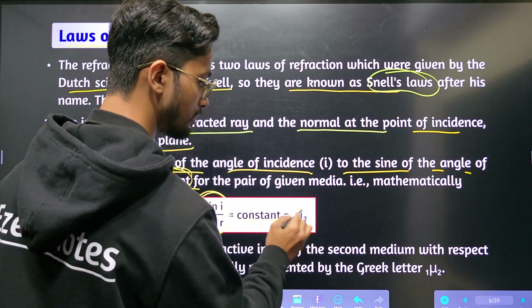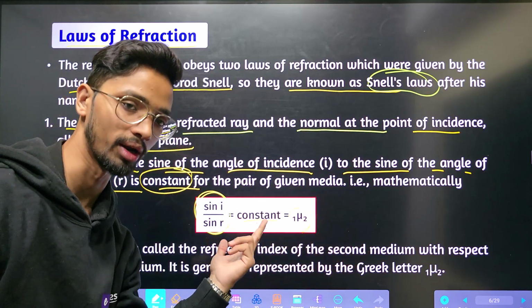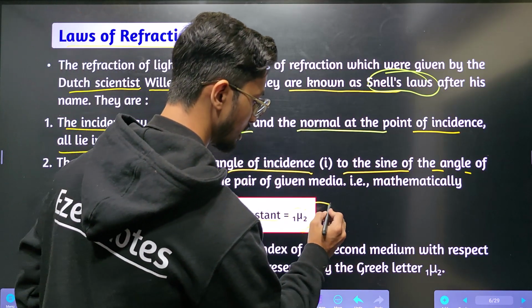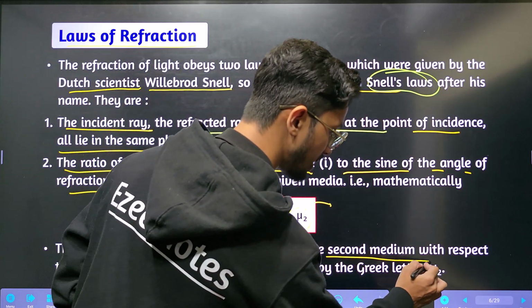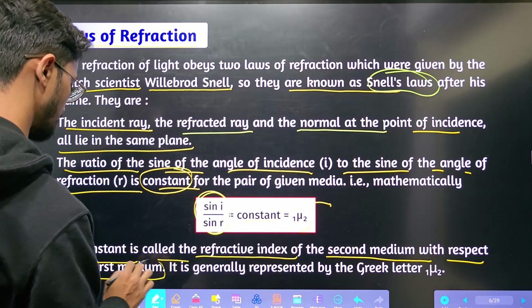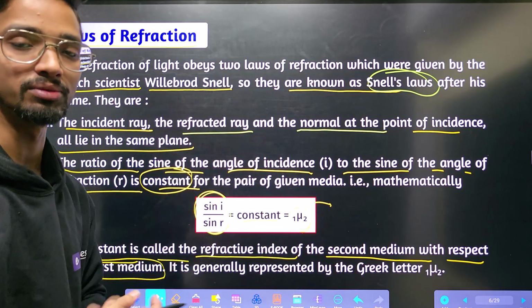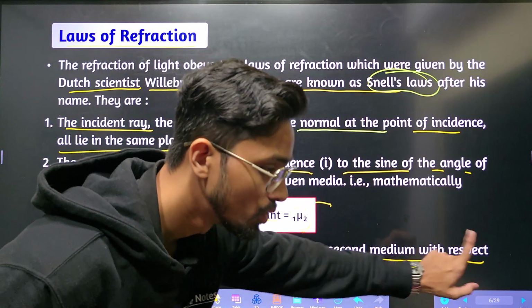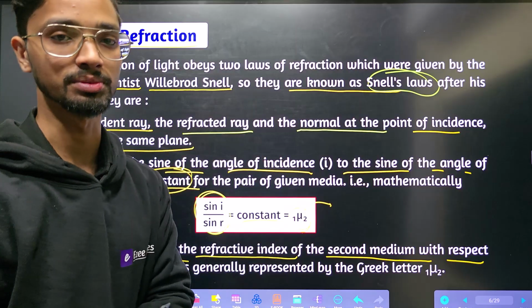That constant is mu 2 1. How do we read it? Mu 2 1. What does it mean? It means that the constant is called the refractive index of the second medium with respect to the first medium. That's why we read it as mu 2 1: refractive index of the second medium with respect to the first medium.